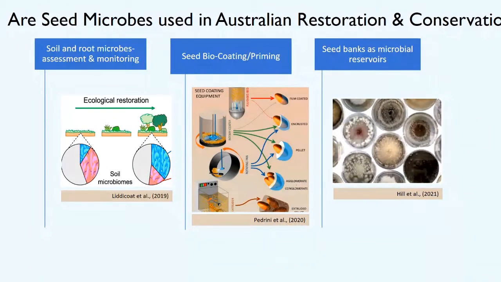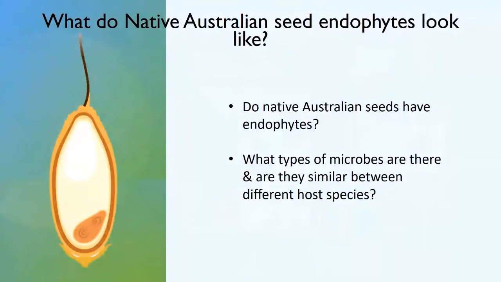And so, with a real gap in the integration of seed microbiomes in restoration and conservation within Australia, my research started out with a few simple questions. Do native Australian seeds have endophytes? And secondly, if they do, what species are there, and are they similar between different host species?